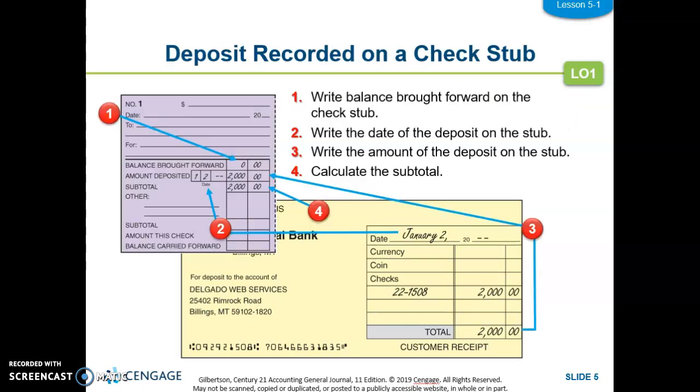After the deposit is recorded on the check stub, a checkbook subtotal is calculated. So once we make a deposit with the bank, we will record this on our check stub. We will write the balance brought forward on the check stub, which for this one was 0 because they're just opening up their checking account. We would put the amount deposited, we would write the date, and then the amount $2,000, and then we would put the subtotal, which was also $2,000. So the amount deposited plus 0 will equal 2,000.